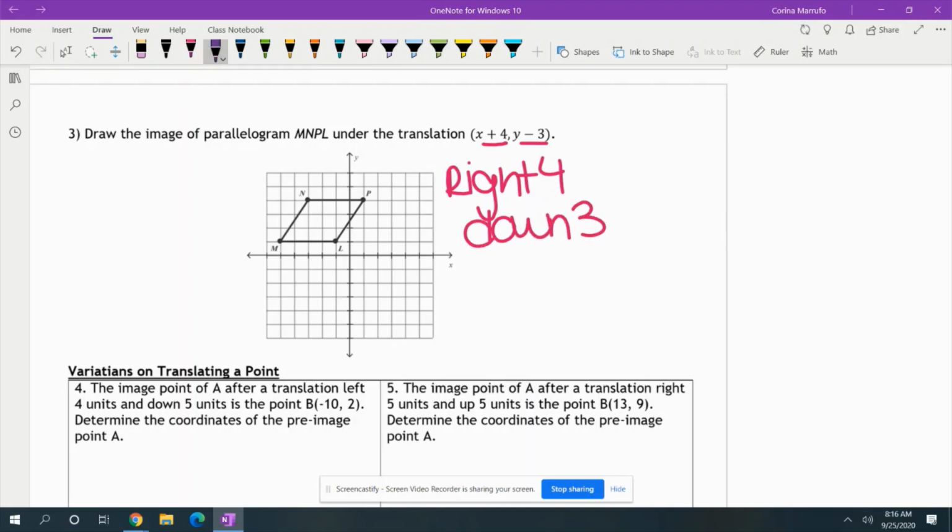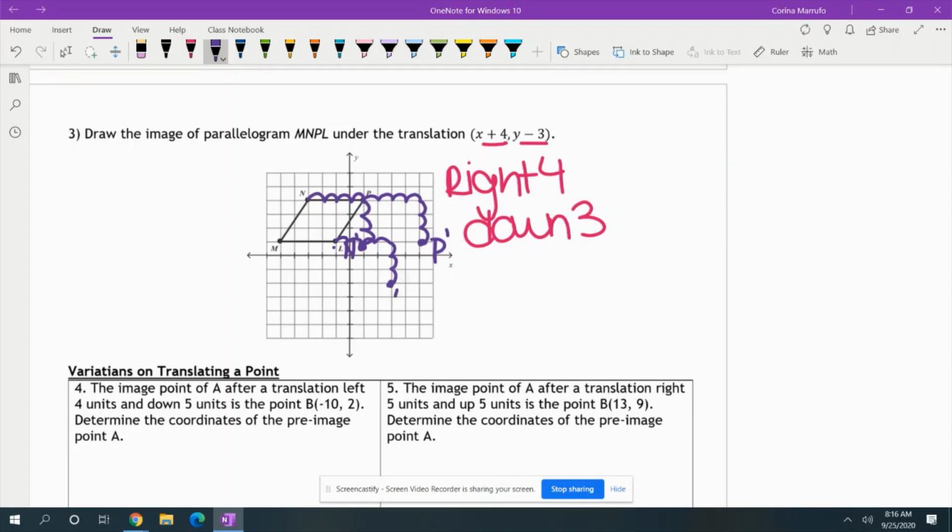So I'm going to take all these points. We're going to go to the right 4: 1, 2, 3, and 4, and down 1, 2, and 3. And this is a new point for N. Remember, we put a little apostrophe there for N prime to show that that is a new image. Now we're going to translate point P. It goes 1, 2, 3, 4, 1, 2, and 3. And that is a new one for P prime. Then we have L: 1, 2, 3, and 4, 1, 2, and 3.